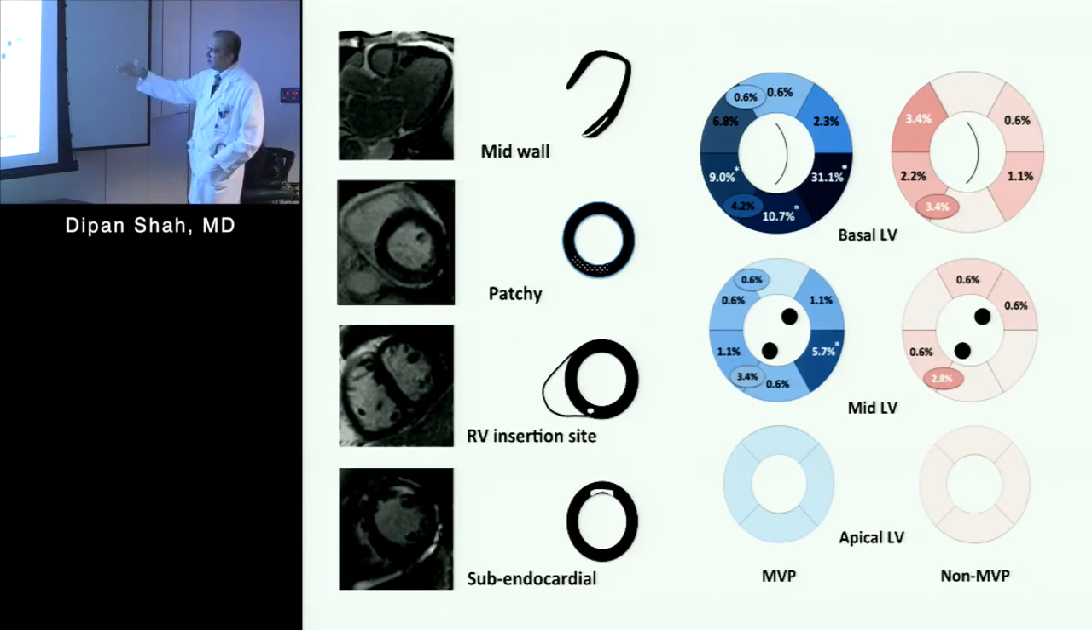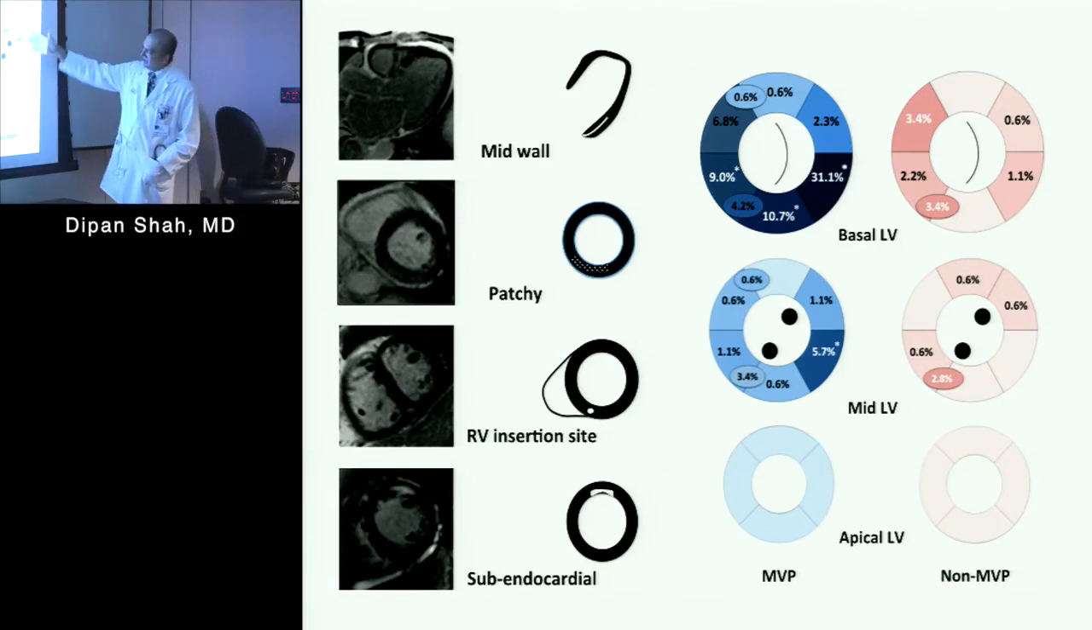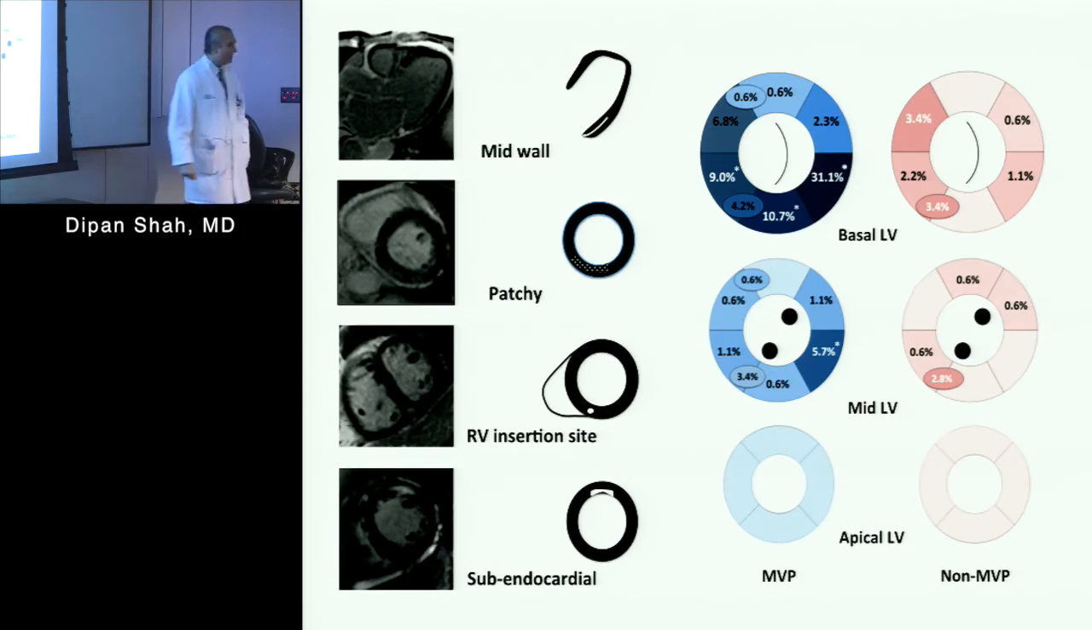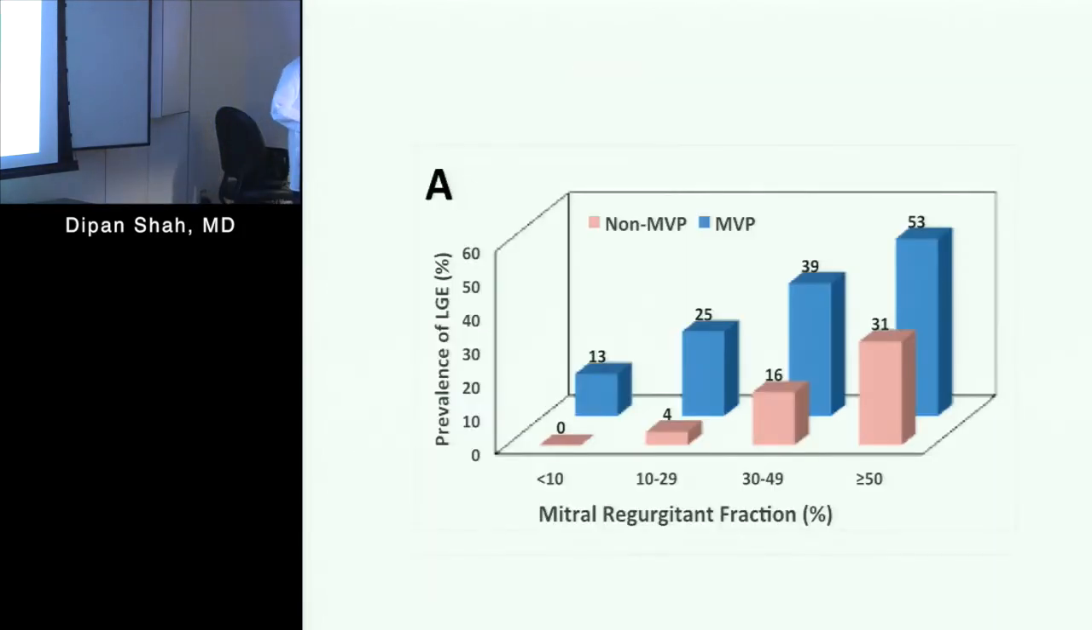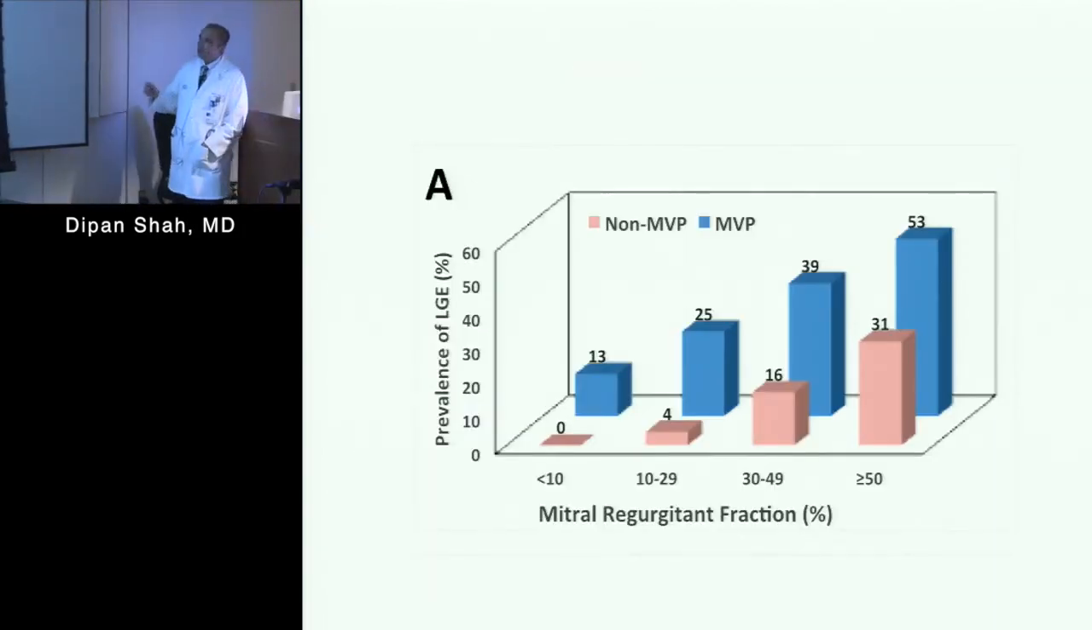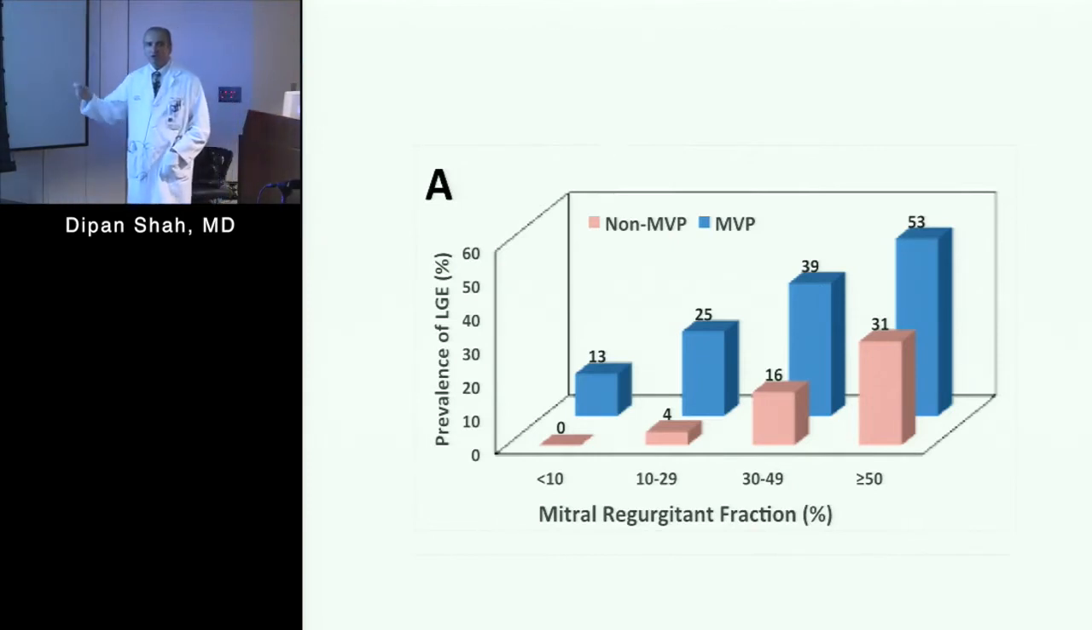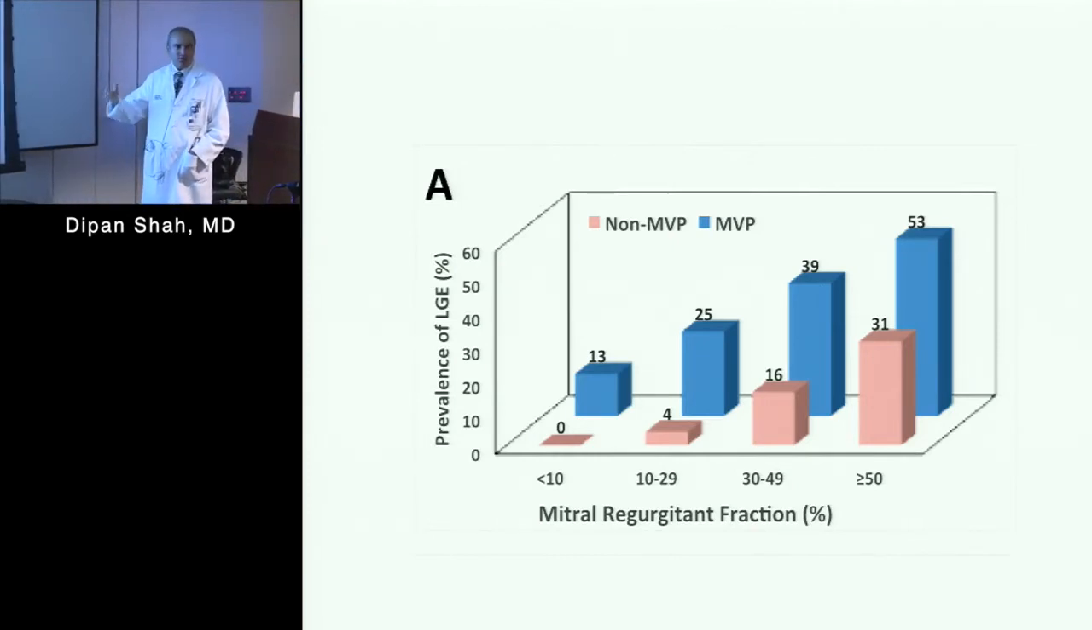Compared again to the control group of those patients without mitral valve prolapse, you can see the prevalence of fibrosis in this group is very little. Nothing is over 5% in any given segment. So this suggests that patients with mitral valve prolapse definitely do have a much higher prevalence of fibrosis than a control group of patients without mitral valve prolapse.